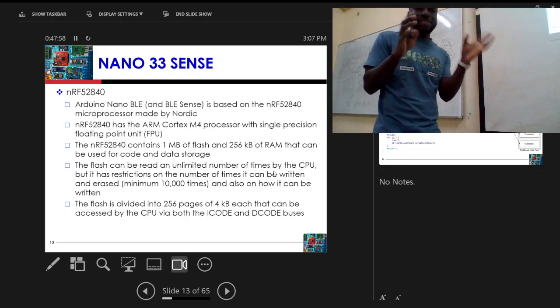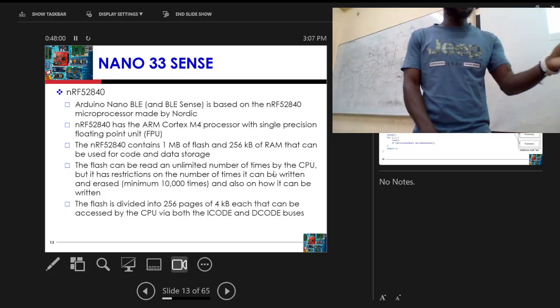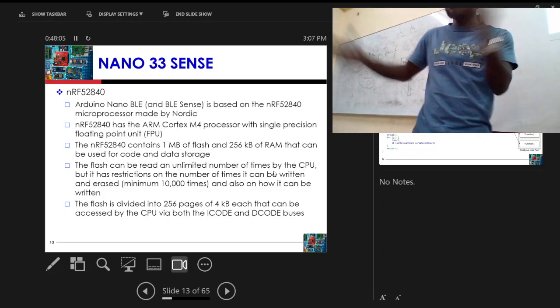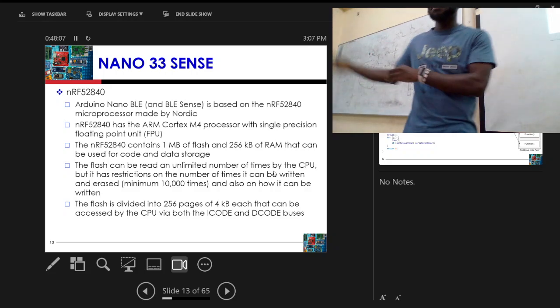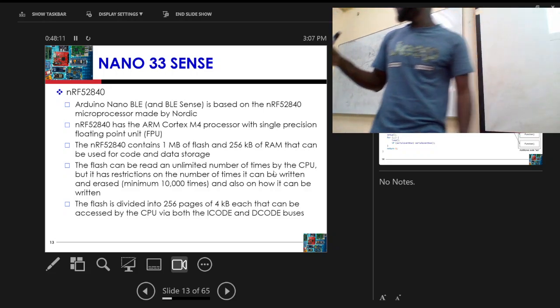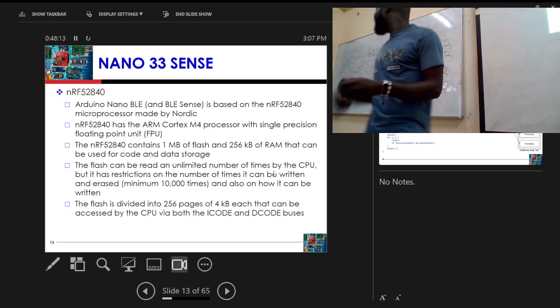Specifically, you must know the flash of the Nano BLE Sense. It's coming in the exam. What is the flash, what is the SRAM, and so on? If you don't know it, then the flash of the blackboard.